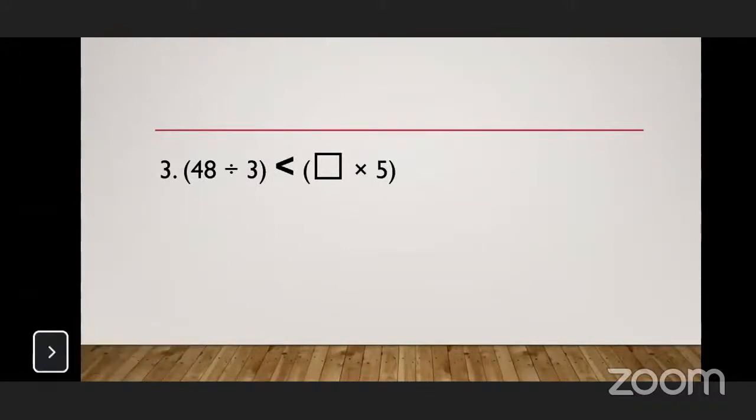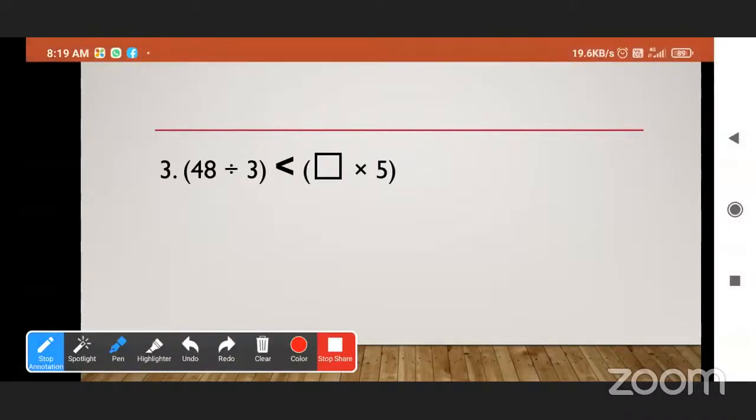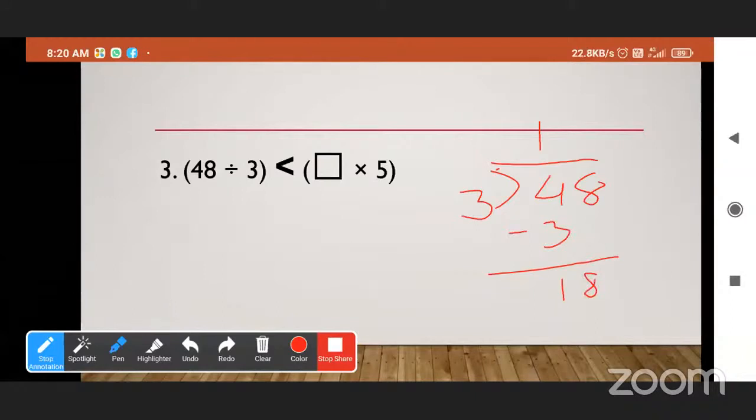48 divided by 3, dash multiplied by 5. Can you solve it? Yes. Okay. Tell me the answer. We will do the division here. 48 divided by 3. Okay, 3 ones are 3. Okay, 1 here. 3 sixes are 18. So the answer is 16.